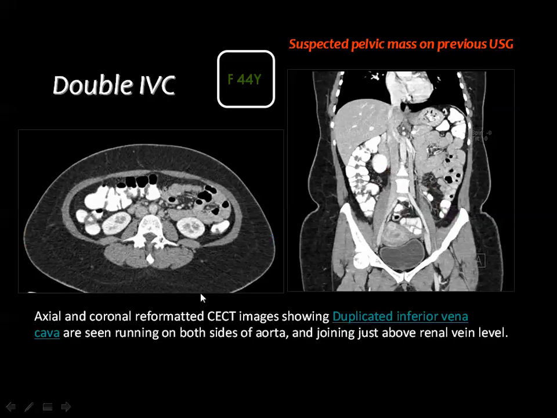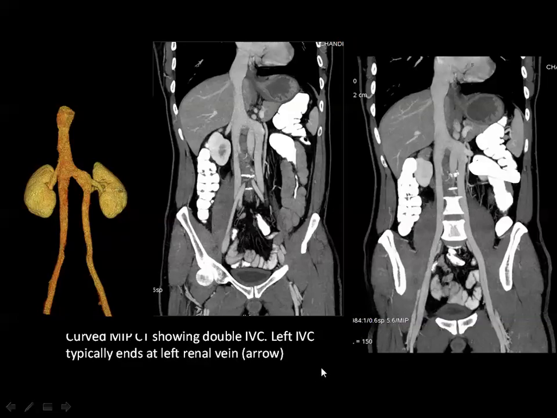And here you see the aorta, and you have two veins alongside the aorta, and these are double or duplicated inferior vena cava. And here is a good example. You see this is the left-sided IVC draining into the left renal vein, which will go to the original IVC, which is located to the right side of the aorta.